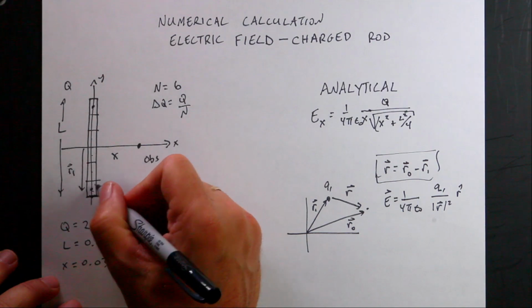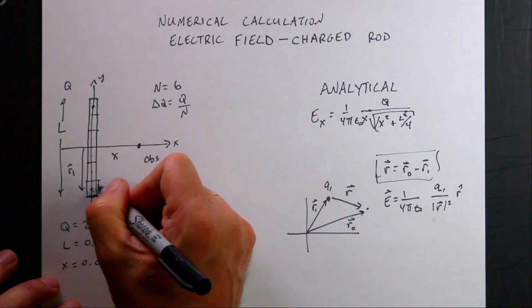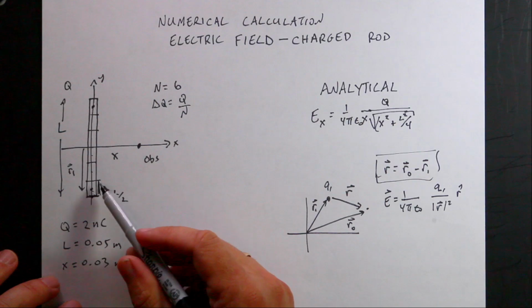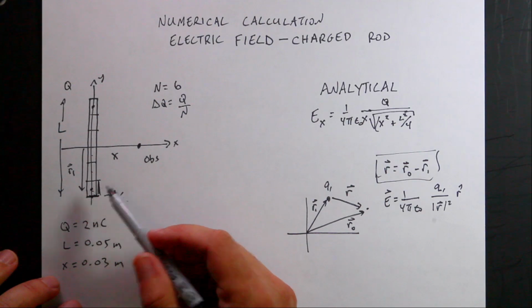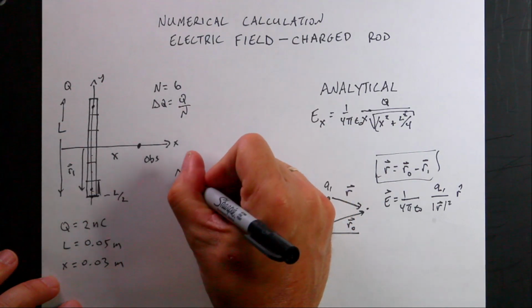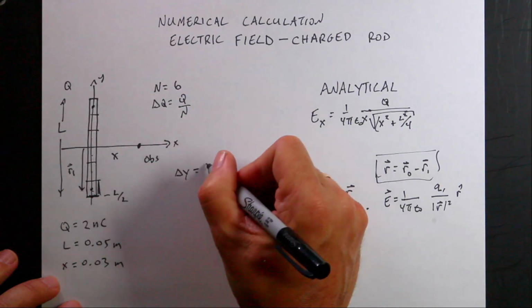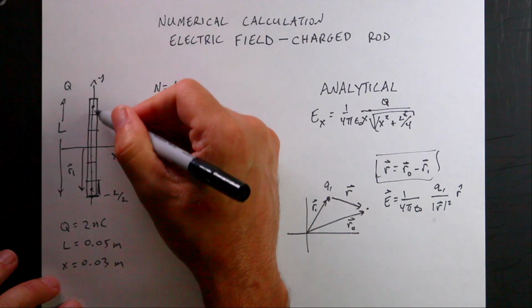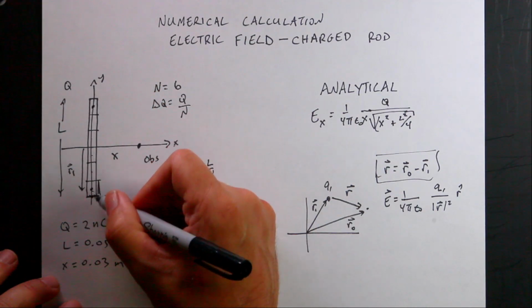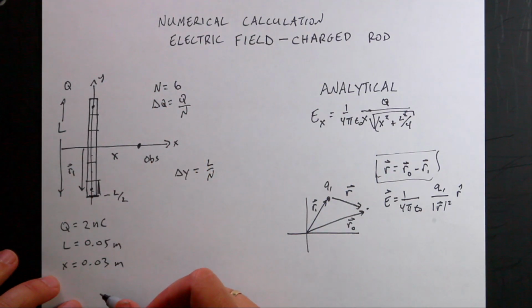So I need to know what's the length of this whole thing right here. And let's call that delta y. So delta y is going to be equal to the total length divided by n. Right? So if I divide this into 6 pieces, then each of these pieces has a length of 1/6 the total length.